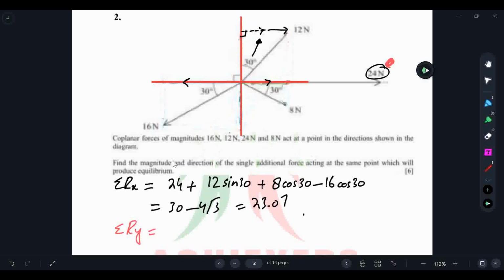So we have to see the vertical component of 12 Newton. Now for 12 Newton, the vertical component will be, as it is going upward, 12 cos of 30, cos because this side is the base side of this triangle.